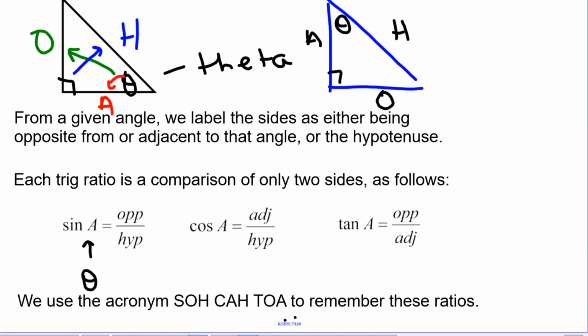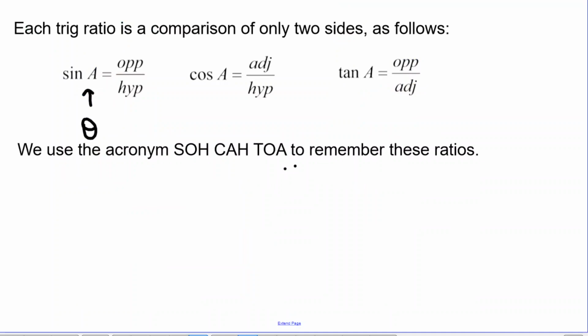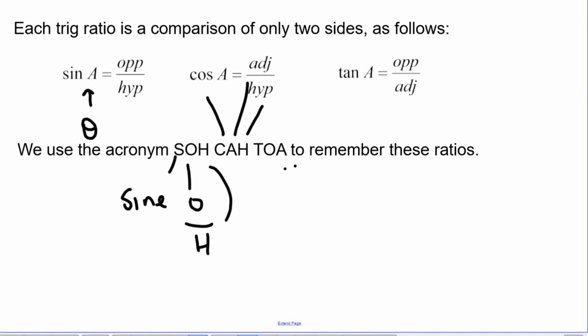We use the acronym SOHCAHTOA to help us remember this. So, the S being sine, the O being opposite, the H being hypotenuse, CAH being cosine, adjacent, hypotenuse, TOA being tangent, and then opposite, adjacent. We always have the numerator first and then the denominator after.